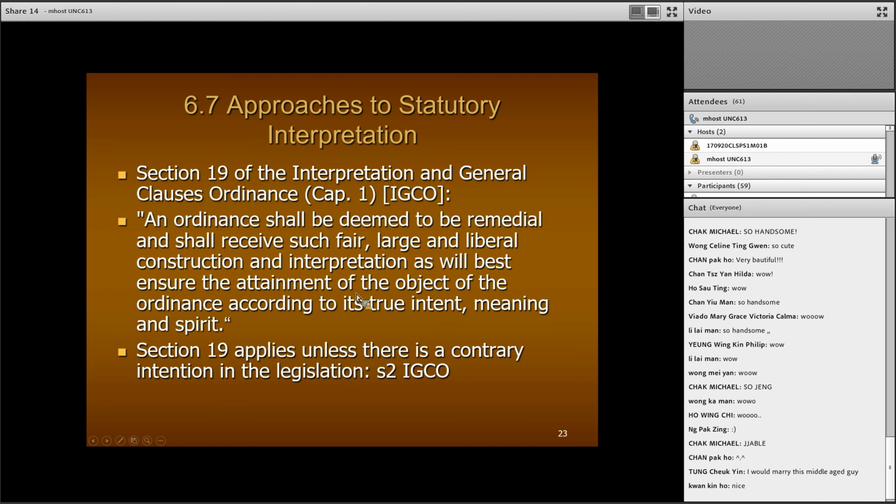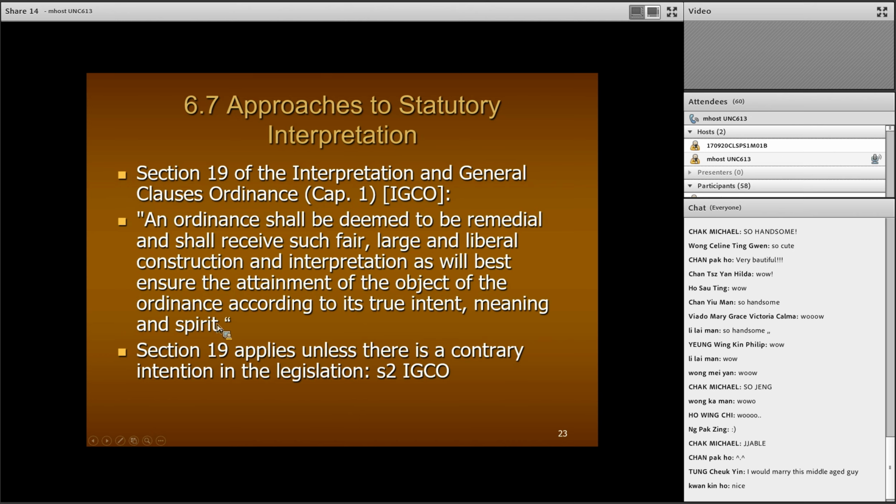As will best ensure the attainment of the object. You have to consider the object of the ordinance. So you should not just look at the wording. You have to consider the object. The object means the purpose of the ordinance. For example, the ordinance is about prohibition of smoking in the public area. So that is the object of the ordinance. So when you are interpreting the section, you have to know the purpose and objective of the ordinance, according to its true intent, meaning, and also spirit. So you should not just confine yourself to the wording.